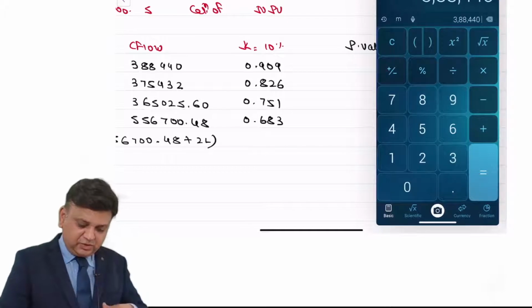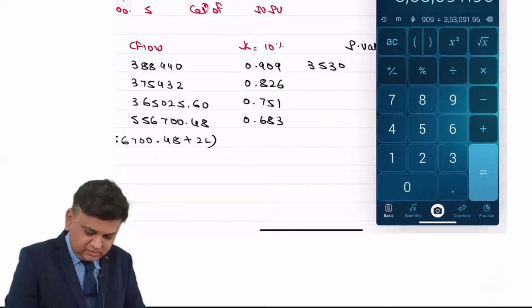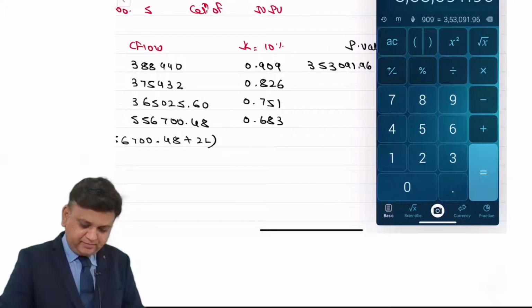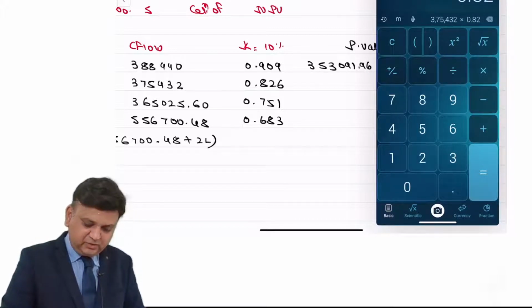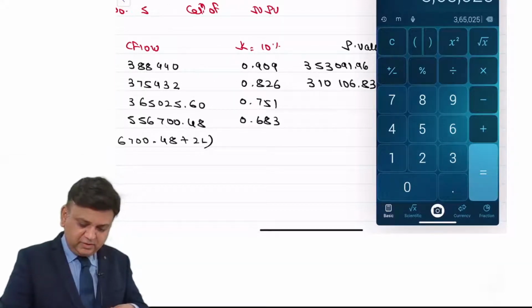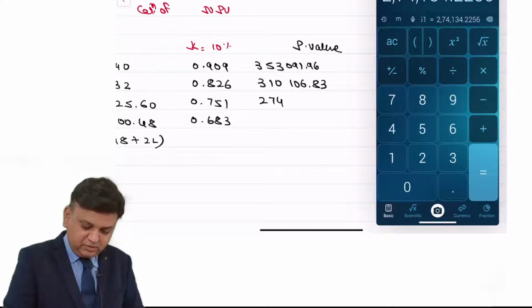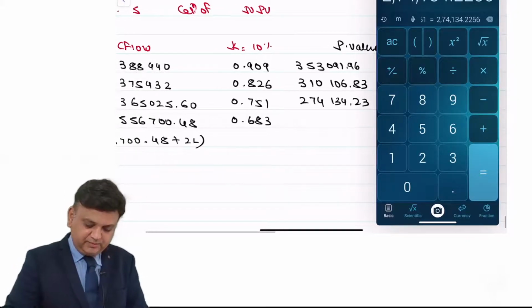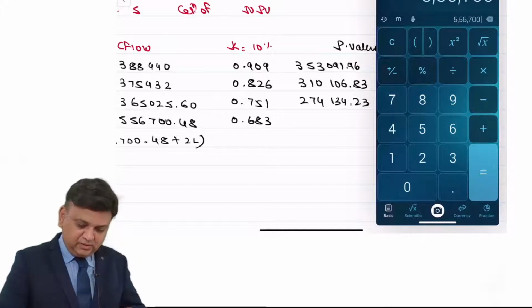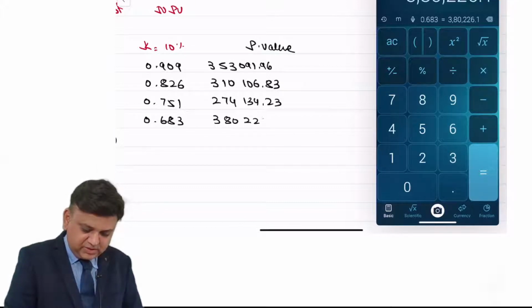So 388,440 into 0.909, that is 3,53,091.96. 375,432 into 0.826, 3,10,106.83. 365,025.60 into 0.751, 2,74,134.23. 5,56,700 into 0.683, so 380,226.10.